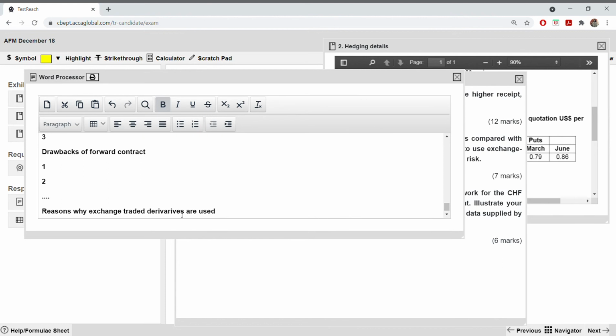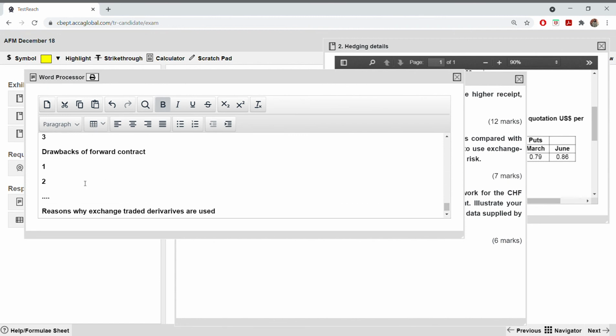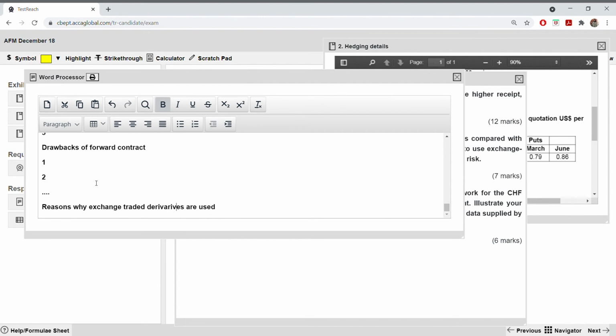So you can give one. It depends how many reasons you will give. How will you know? It depends on how many advantages and drawbacks you wrote, because you have to write 7 points, that means 7 marks. It could be like this: you are writing 3 benefits and 3 drawbacks and 1 point, or you're writing 2 benefits and 2 drawbacks. That leaves you with 3 marks, so you're writing 3 reasons why exchange traded derivatives are used. Somehow you have to make up to 7 points, together with the benefits, the drawbacks and the reasons. That's how you answer. I hope you're understanding it.